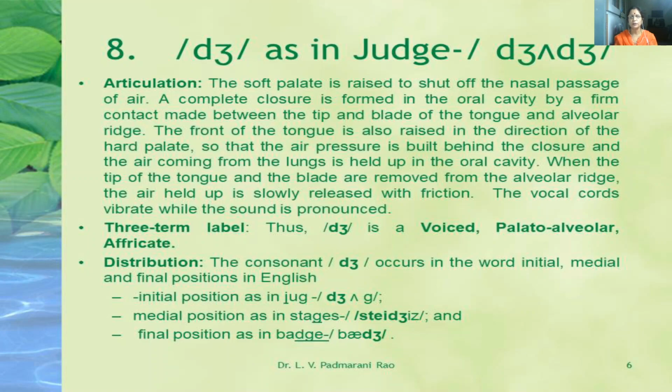The front of the tongue also is raised in the direction of the hard palate, so that the air pressure is built behind the closure and the air coming from the lungs is held up in the oral cavity for some time. When the tip of the tongue and the blade are removed from the alveolar ridge, the air held up is slowly released with a slight friction. The vocal cords vibrate when the sound is pronounced, and hence the three-term label for j as in judge is a voiced, palato-alveolar, affricate.